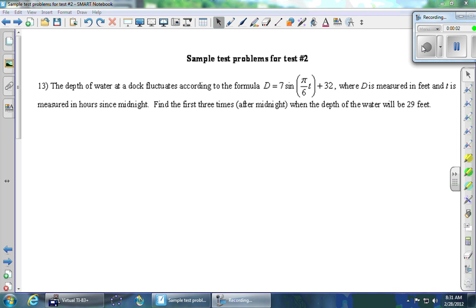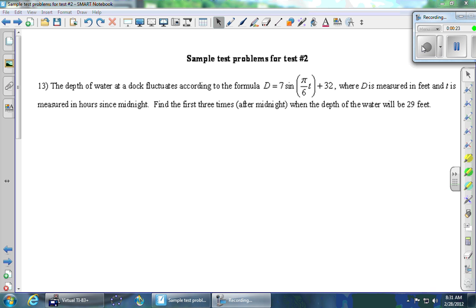This is problem number 13 on the sample test problems for test number 2. The depth of water at a dock fluctuates according to the formula D equals 7 sine of pi over 6t plus 32, where D is measured in feet and t is measured in hours since midnight. Find the first 3 times after midnight when the depth of the water will be 29 feet.